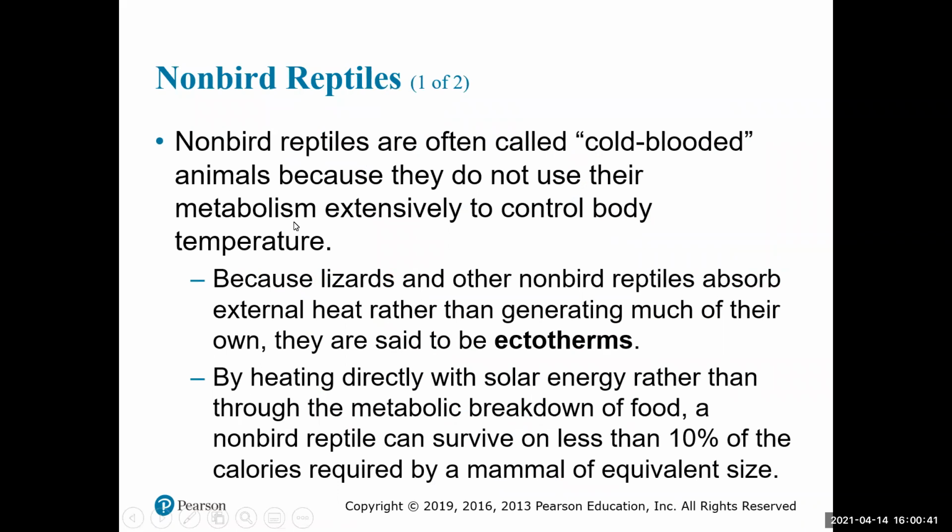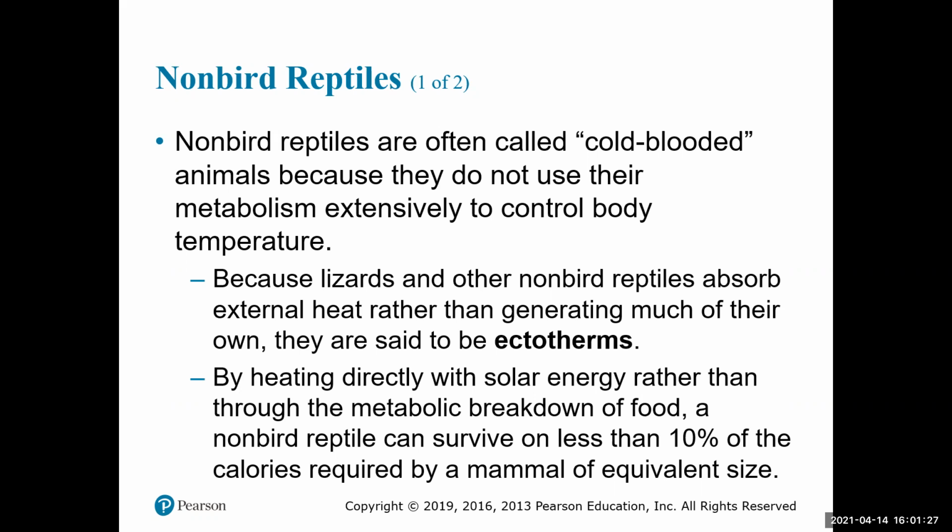And the non-bird reptiles are what we refer to as cold-blooded or ectotherms, meaning that they regulate their internal body temperature by using the heat from the environment, so external heat. They don't control their body temperature through metabolism like mammals do, for example. And so these non-bird reptiles like lizards and snakes will bask in the sun or go in the shade to heat and cool their body. They use that solar energy to help them break down food.